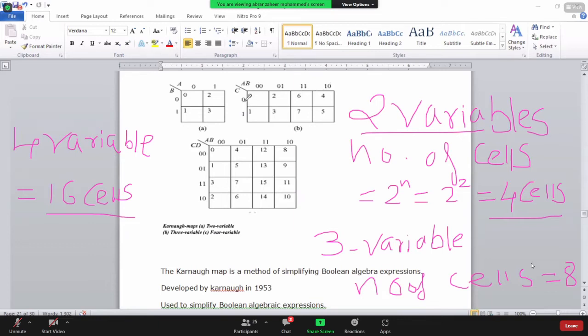Here AB is 10 and C is 0, so the value here is 4. Here AB is 10 and C is 1, so the value of this is 5. Here AB is 11 and C is 0, so here we have 6. If AB is 11 and C is 1, here we have 7. So depending upon the binary values, we can name the cells 0, 1, 2, 3, 4, 5, 6, 7. And for the four variable AB and CD, we have 16 cells, and the value of that cell can be from 0 to 15.